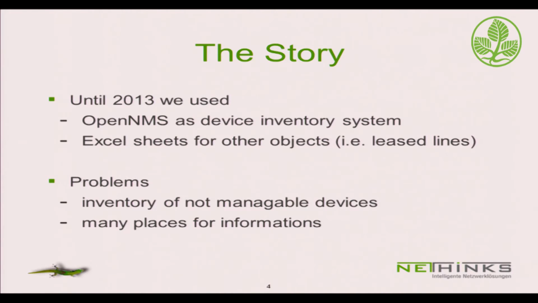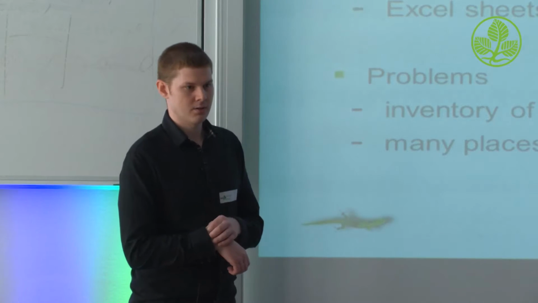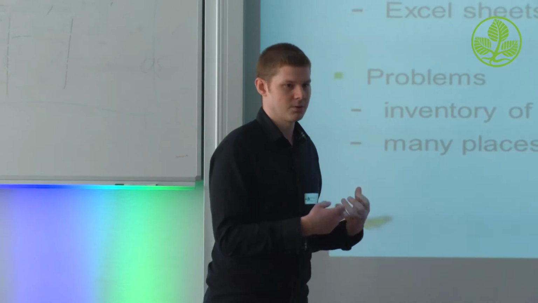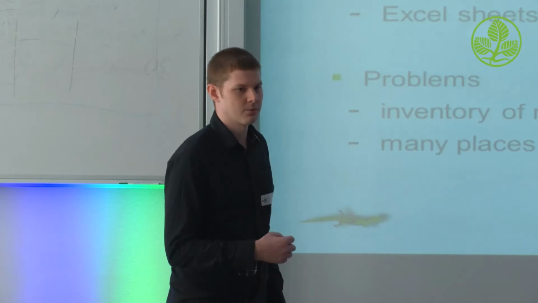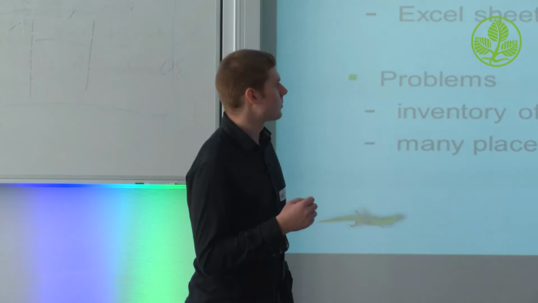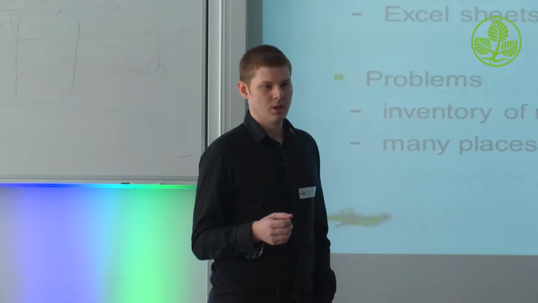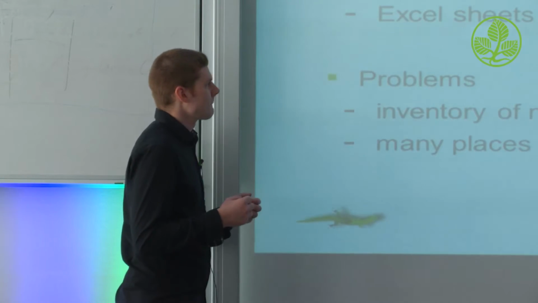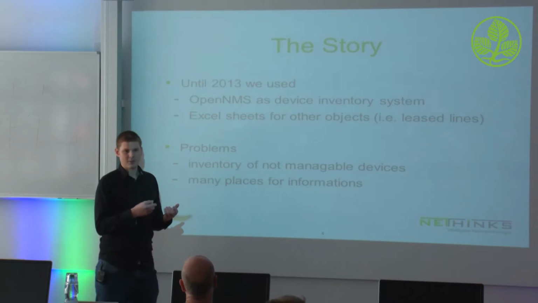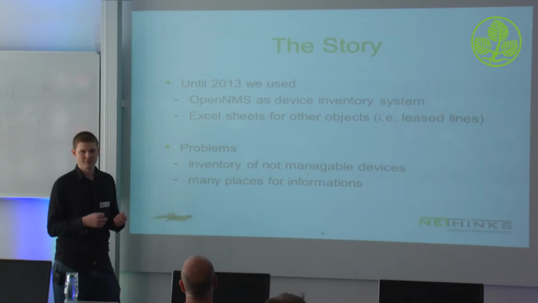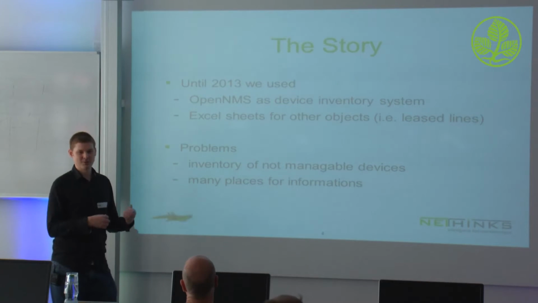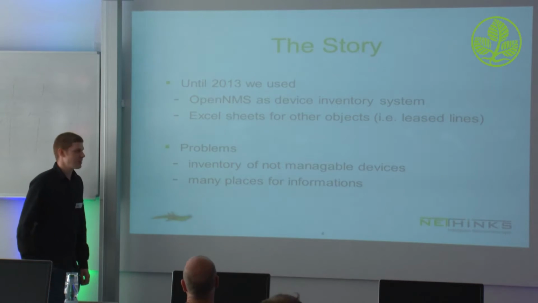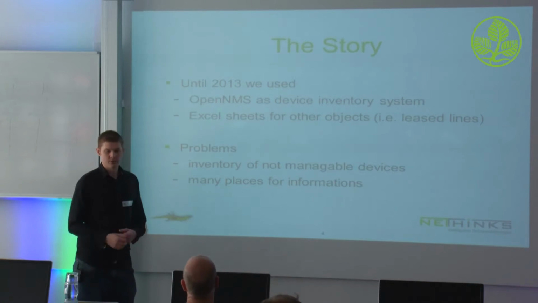So, until 2013, we used OpenNMS to manage our devices, and also to manage the inventory of our devices. We stored serial numbers and contracts in the asset fields of OpenNMS, and this was for the objects we can monitor, and we had one or more Excel sheets for storing information about other objects like locations or list lines. We have a lot of list lines.